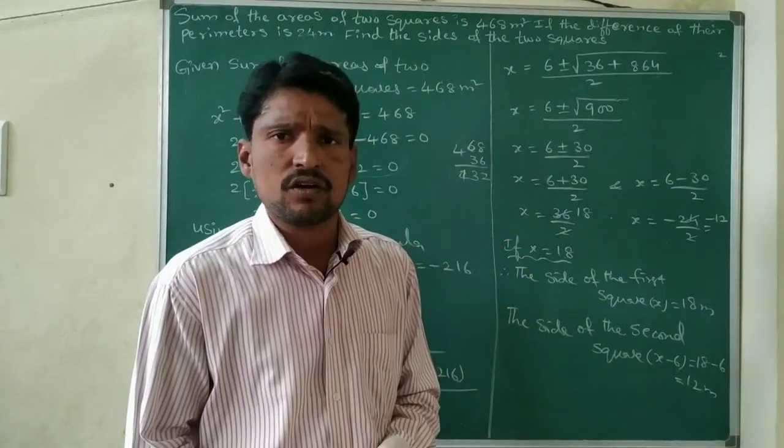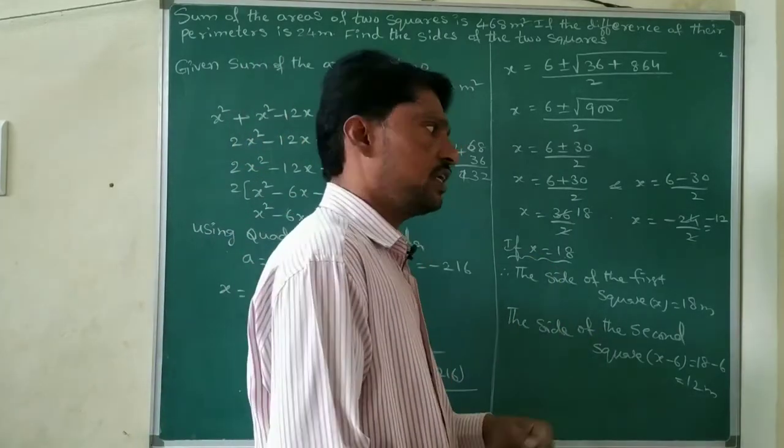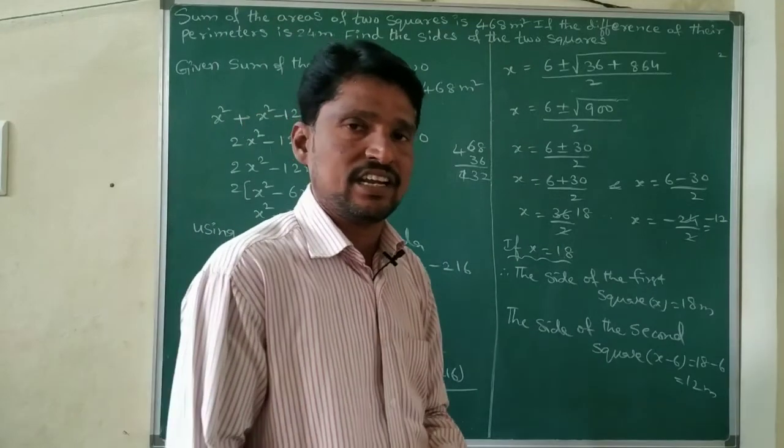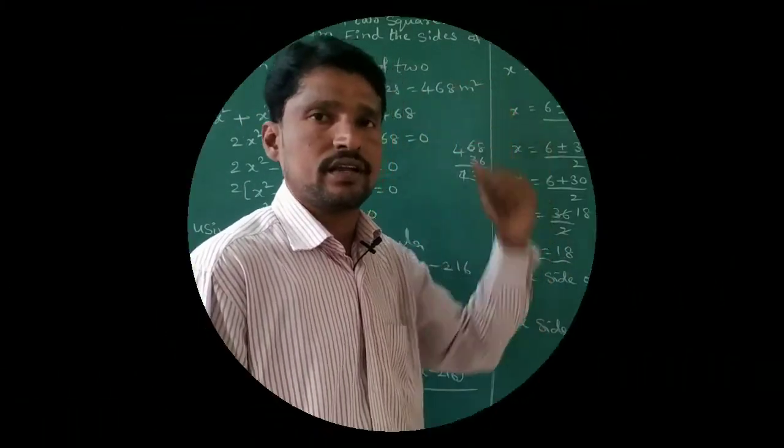Whether it is right or wrong, we have to check it. How do we check it? The sum of the areas of the two squares is 468, as given. You can check it, and you will get that answer also.